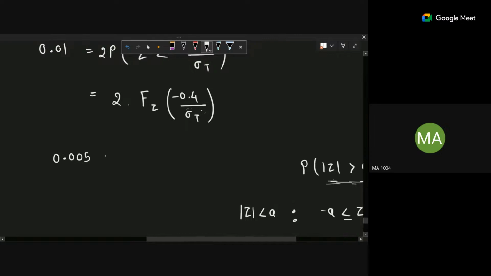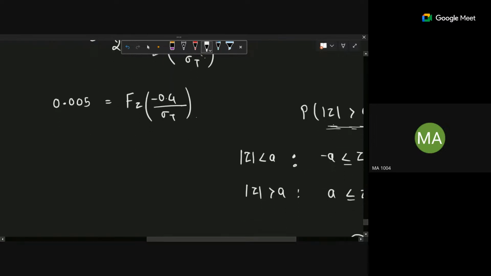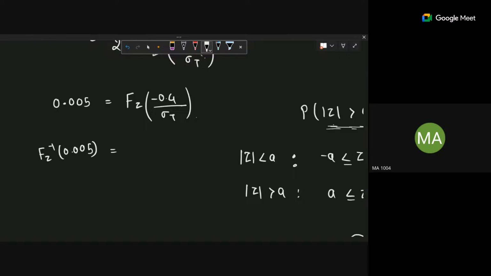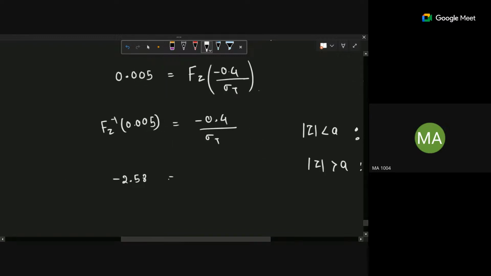So this was the thing there. I have taken minus 0.4 there. Now take the inverse on both sides. Fz inverse at the point 0.005 is equal to negative 0.4 upon sigma t. This value is given to us, right? This is negative 2.58, which is equal to negative 0.4 upon sigma t.